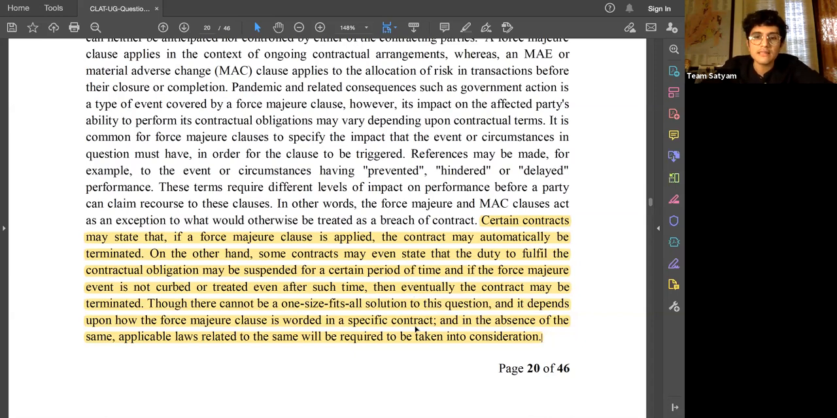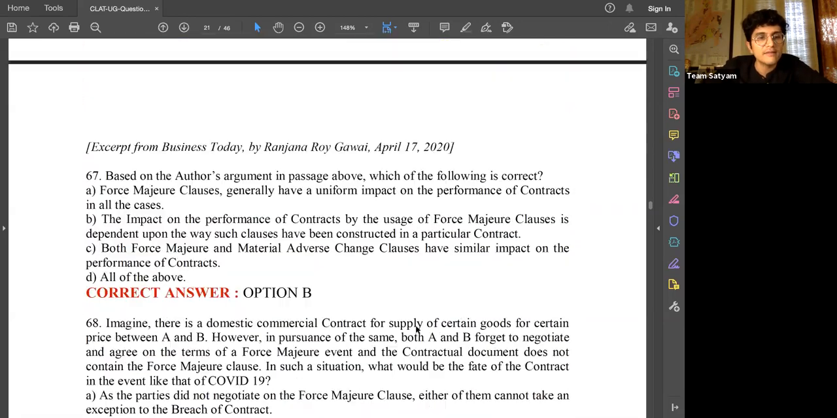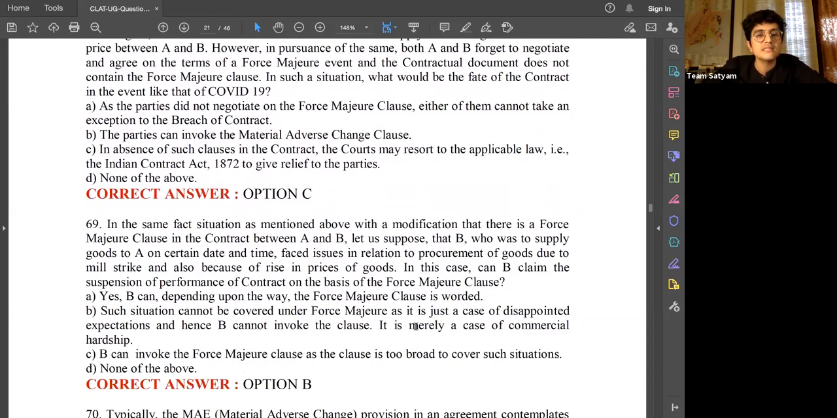So what does that mean? This means that although there is a certain understanding of what kind of events fall under force majeure, the passage also stresses that there cannot be a one-size-fits-all solution, and it depends upon how the force majeure clause is worded. So on the basis of this information, we believe that the answer to question number 69 should not be B, because what does B state? B states that such a situation cannot be covered in the force majeure, as it is just a case of disappointed expectations, and hence B cannot invoke the clause. It is merely a case of commercial hardship.